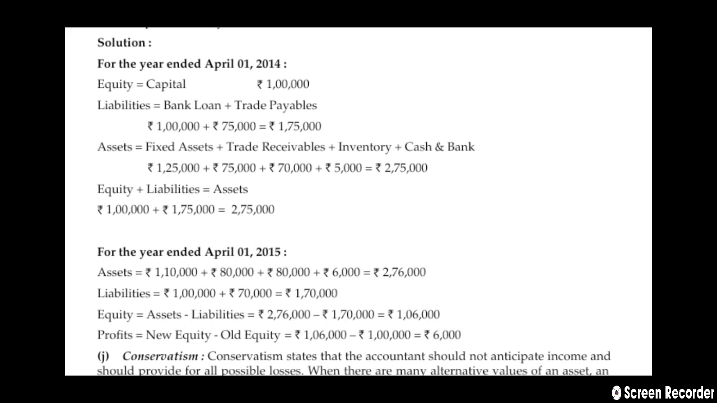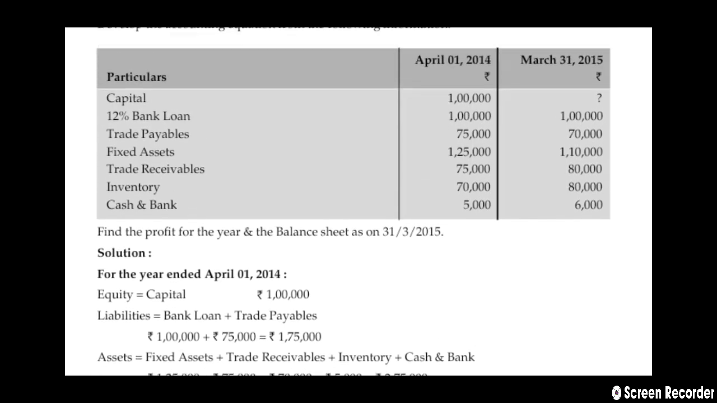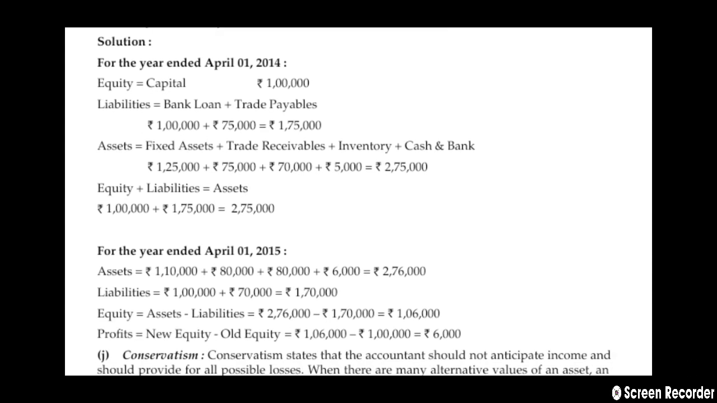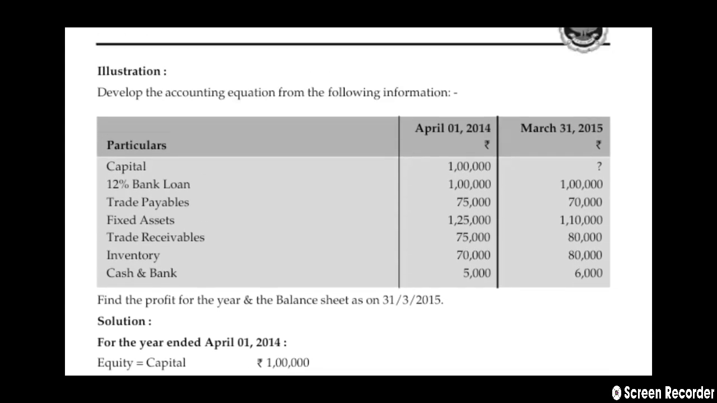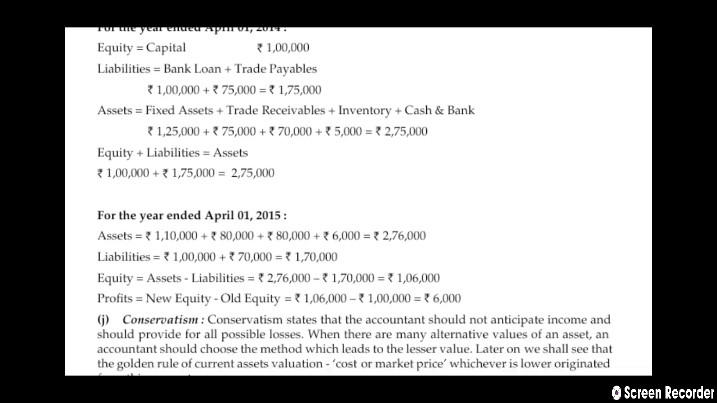Capital is equal to 1 lakh. Equity is equal to capital. Equity means capital. Liability means bank loan plus trade payables. Here the bank loan is 1 lakh, trade payable is 75,000. When we add it, we will get 1,75,000. Next, assets. For assets you have to add fixed assets, trade receivables, inventory, cash and bank. When you add all this, you will get 2,75,000.